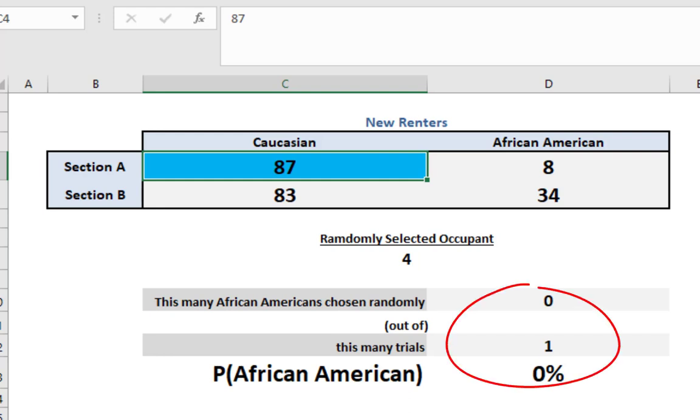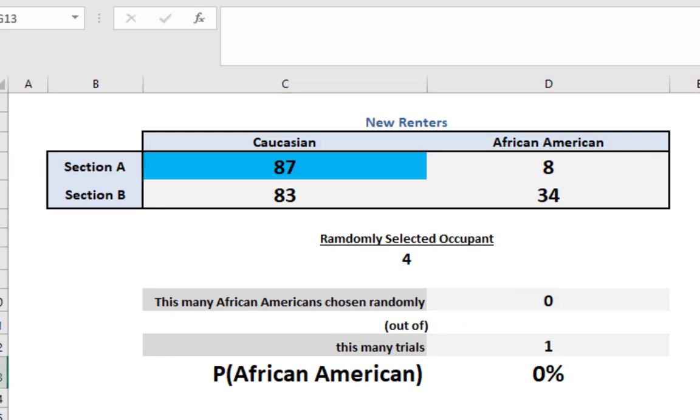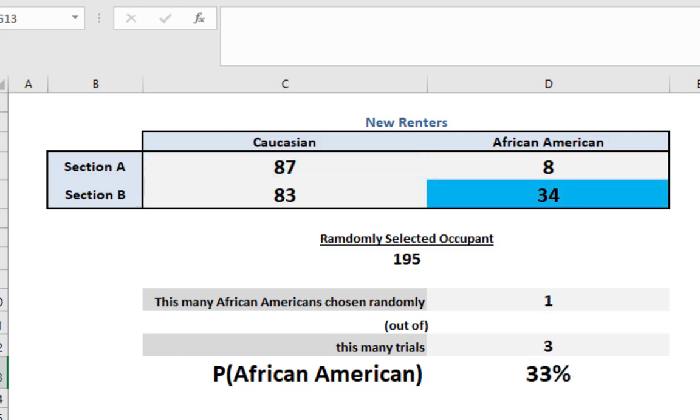So far, we've had one trial. No African Americans chosen randomly, so therefore there's a 0% chance right now of selecting an African American. But of course, that's one trial. I think we should select some more trials. I just did a second trial, and once again, I got somebody from section A that's Caucasian, so still at a 0% chance. I'm going to select it again. Aha! Now I've got one, because I selected somebody from section B who's African American. 1 out of 3 is 33%, and I think you know where this is going to head.